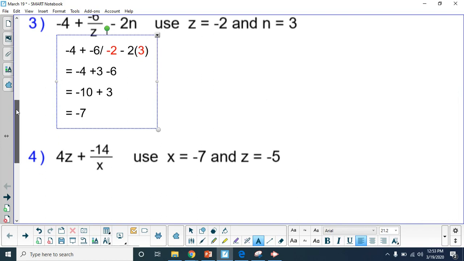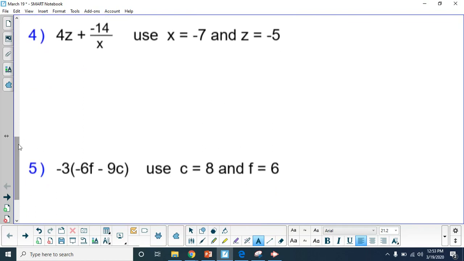All right, let's go to problem number 4. It is 4z plus negative 14 over x, and use x equal to negative 7 and z equal to negative 5. So it would be 4 times negative 5 plus negative 14 divided by x. As we know, x is negative 7, so it's going to be negative 14 divided by negative 7 is equal to 4 times negative 5 is negative 20.